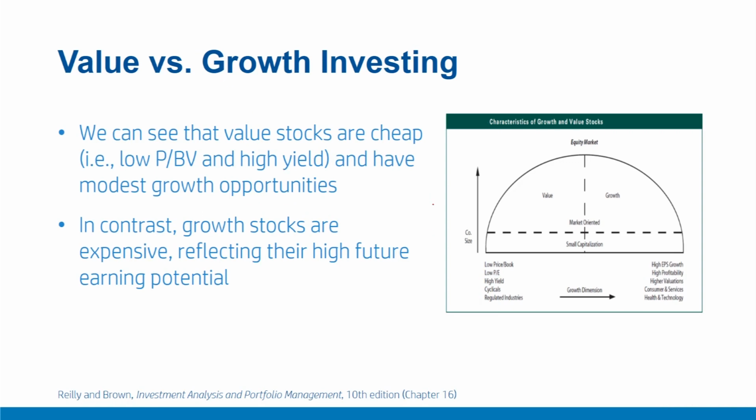These value stocks are cheap, for example, in terms of their low price to book, low price to earnings, and higher yields. They are cyclicals and regulated industries. In contrast, growth stocks represent high profitability measures, and they are expensive. For example, they have high EPS growth, high profitability, and high valuations as per their current valuations. These are health, technology and consumer services stocks. They are expensive at current prices, which reflects their high future earning potential.